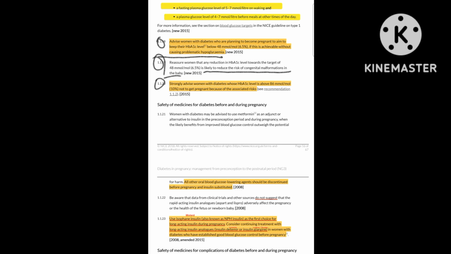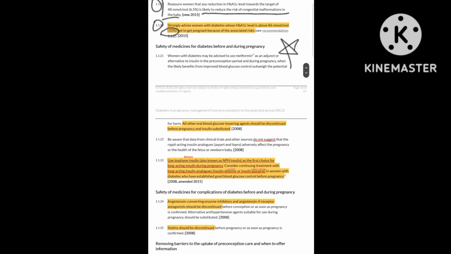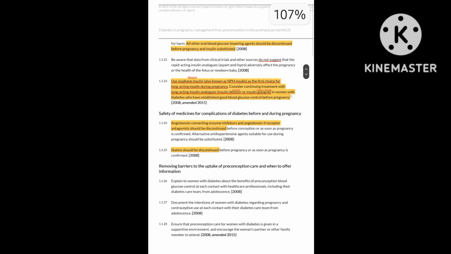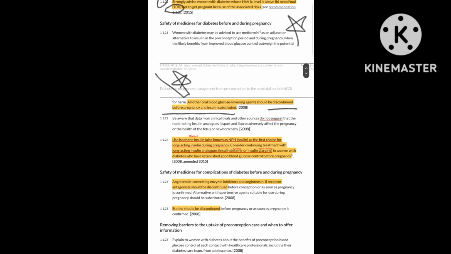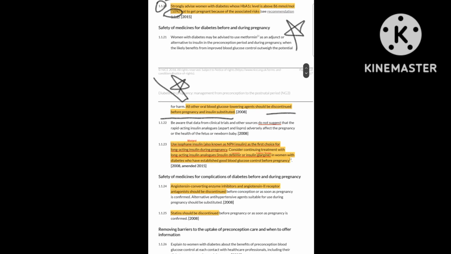Strongly advise women with diabetes whose HbA1c level is above 86 mmol per mole, 10%, not to become pregnant because of the associated risk. Very important. All other oral blood glucose lowering agents should be discontinued before pregnancy and insulin substituted.